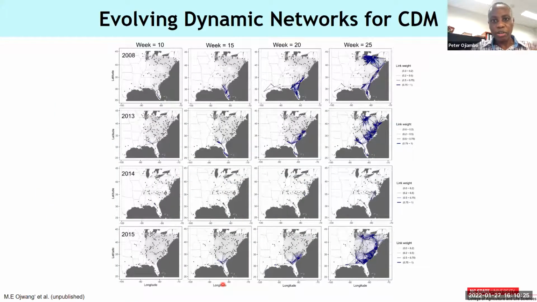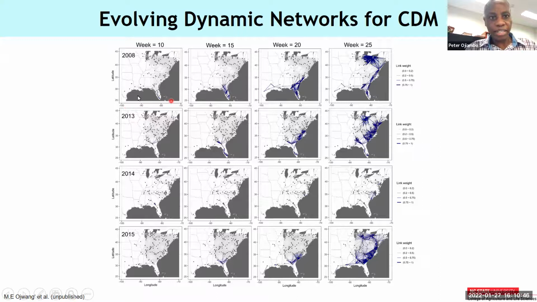I'm not going to go into the details. I'm just going to show you some of the networks that Morik generated, from week 10, which is about March, all the way to week 25. This is the dynamic network. The thicker the lines are, the higher the probability. It's indicated here by these symbols here.